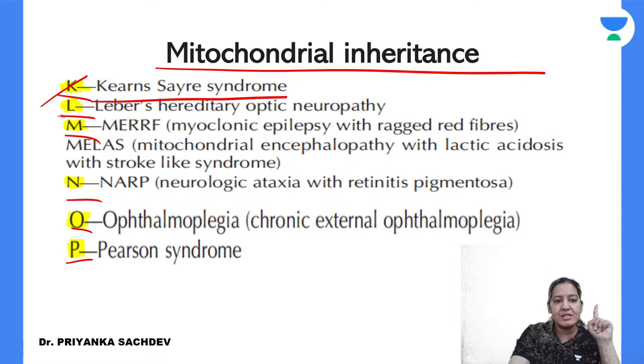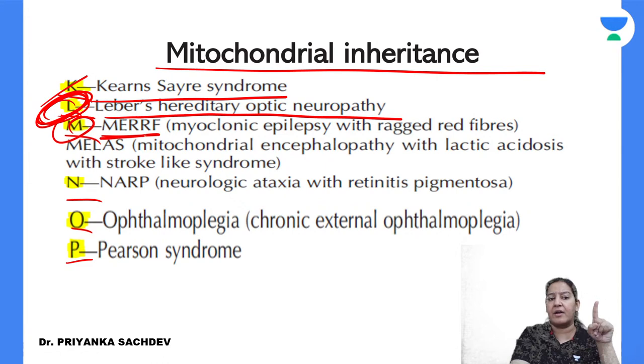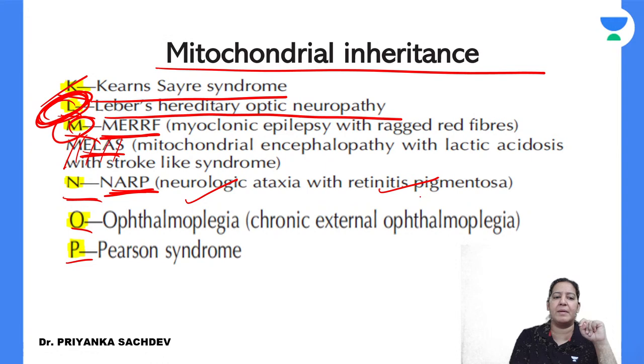Is pe bahut baar PYQ hai. Leber optic dystrophy is an example of mitochondrial inheritance. M stands for MERRF, and MELAS, MELAS pe bhi PYQ hai. MELAS ka full form kya hai? MELAS, mitochondrial encephalopathy with lactic acidosis and stroke-like episodes. N is NARP, neurogenic ataxia with retinitis pigmentosa. O is ophthalmoplegia, P is Pearson syndrome.